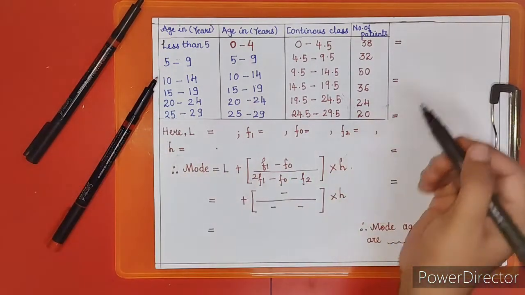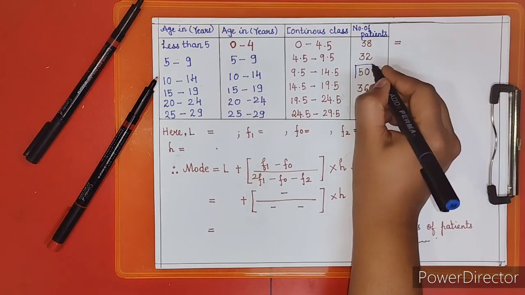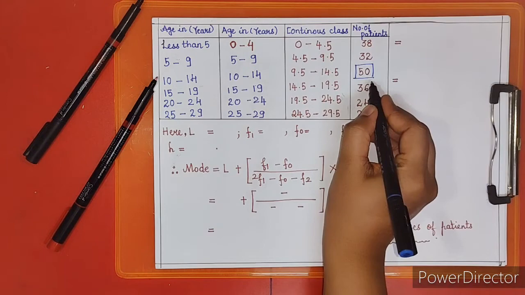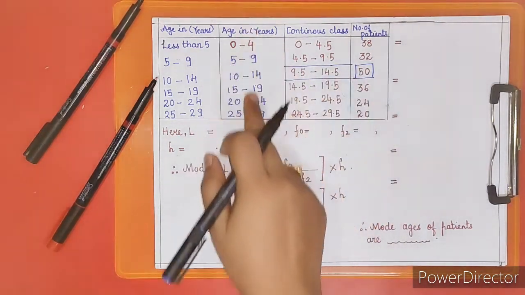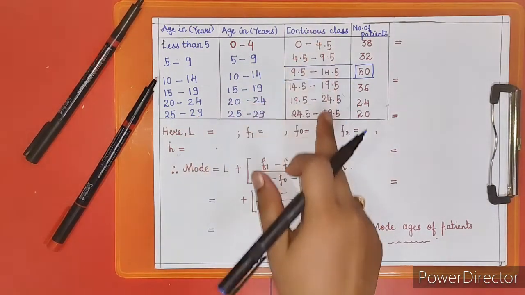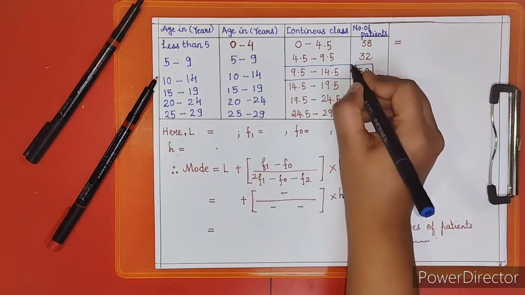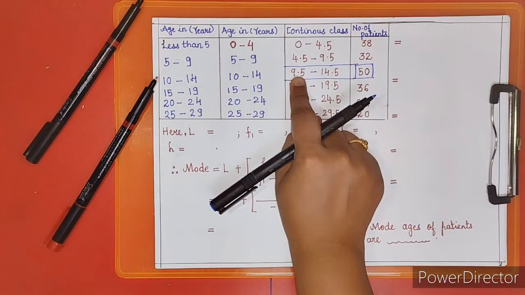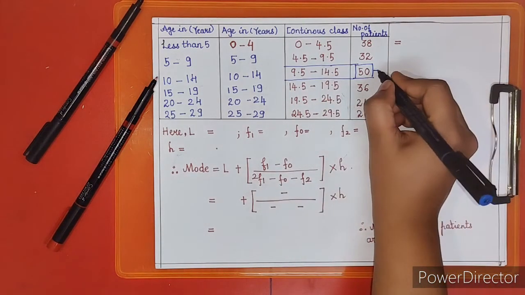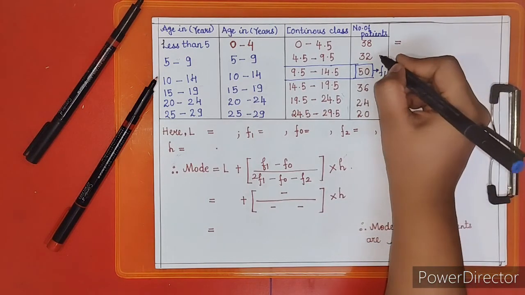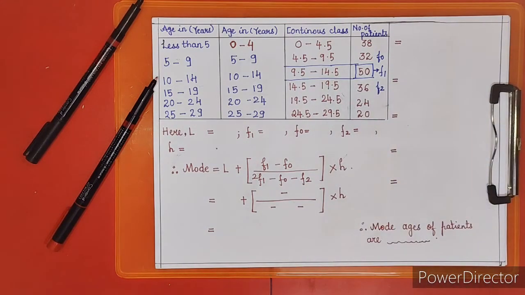So now the steps are the same. In the frequency column, you have to check which is the highest frequency. So here 50 is the highest frequency. So as you got 50 as the highest frequency, that class becomes your modal class. Now these are not your class intervals. This is your class limits. From this you have to pick up your lower limit and upper limit. So the lower limit of the modal class is 9.5 and 14.5 is the upper limit. The value of f1 is 50, the preceding value that is f0 is 32 and the succeeding value f2 is 36.